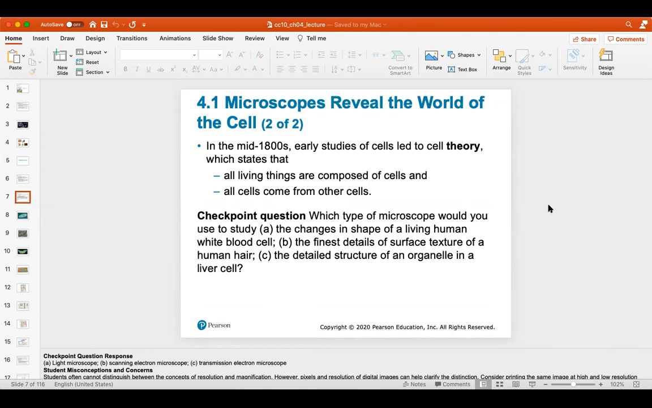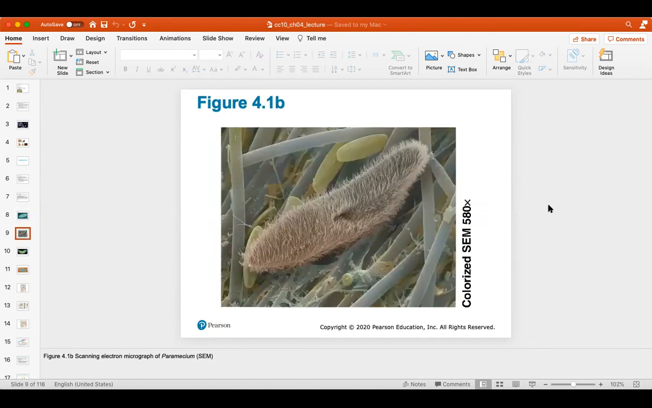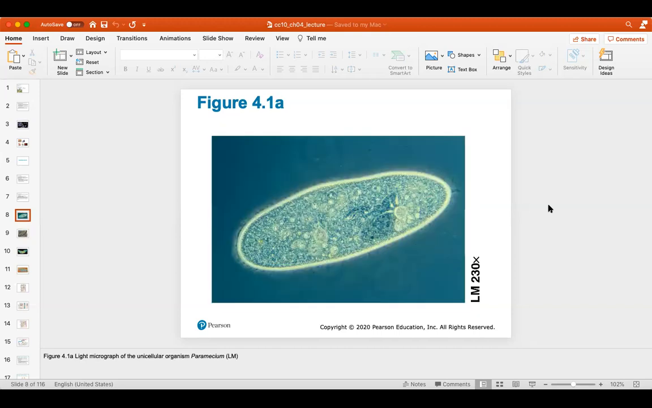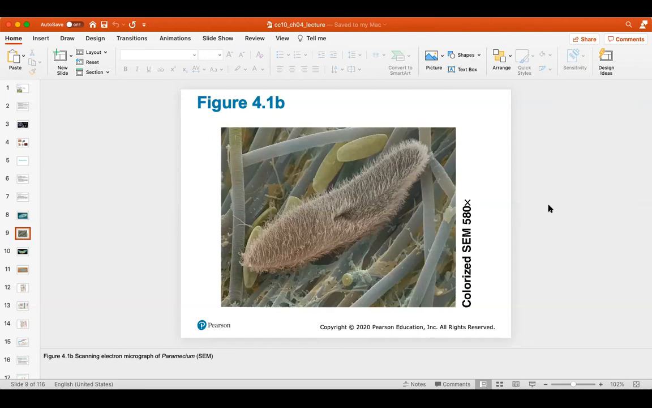Excuse me, sorry, I went to the wrong slide. Here's a scanning electron micrograph of the paramecium. So this is just a look at the differences between a light micrograph, which is using a light microscope, which is what we have in lab. So this is how we would view the organism paramecium using the light microscopes that we have in lab. This is a scanning electron micrograph of the paramecium. So you can see the more in-depth, zoomed in detail of the picture.